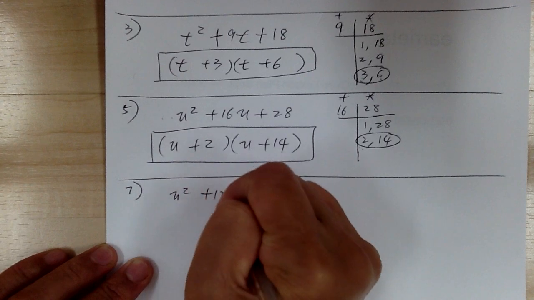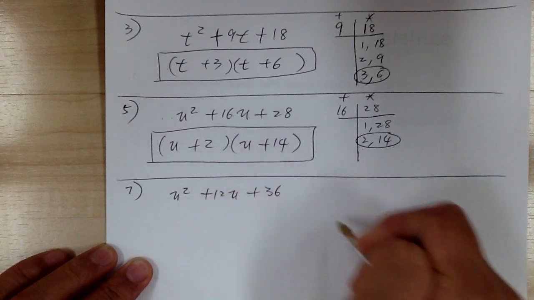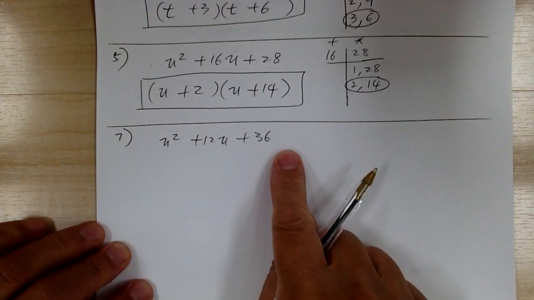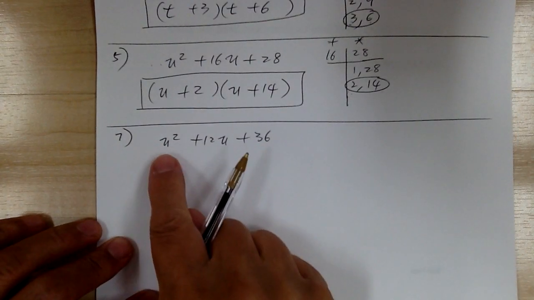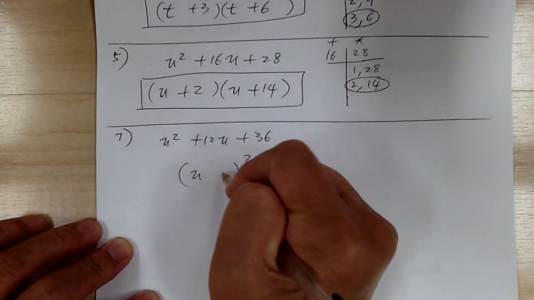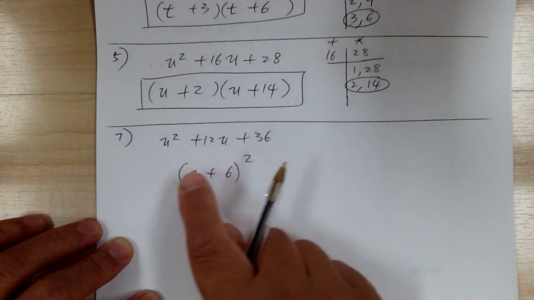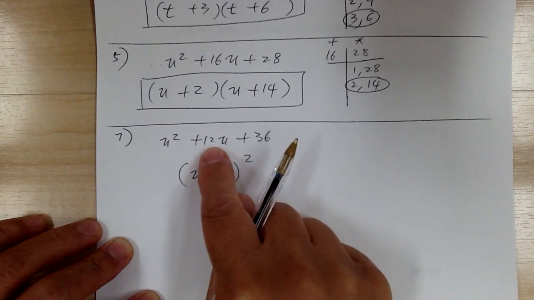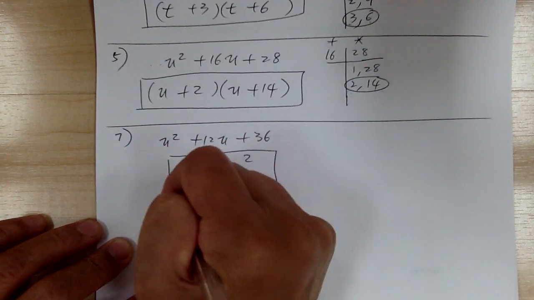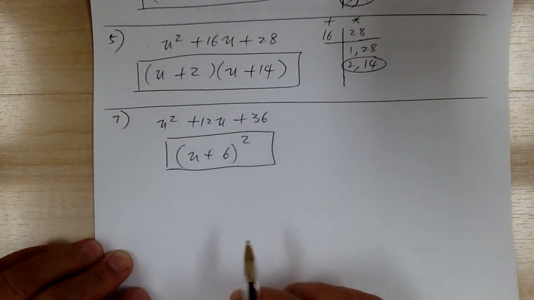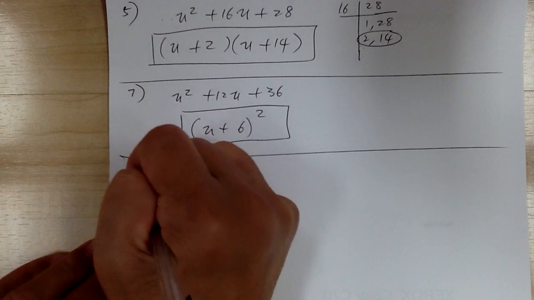Okay, number 7. u squared plus 12u plus 36. So step 1, common factor, cannot. So let's try step 2. Notice this is a square, this is a square. So let's try to see if this works. From this you get that, from this you get that, right? And check: 2 times 6 is 12. Yeah, okay. So this is step 2. Again, make sure you go through the steps. Okay, let's go to number 9.